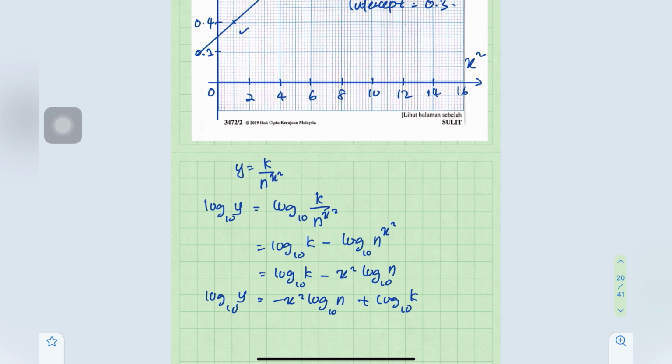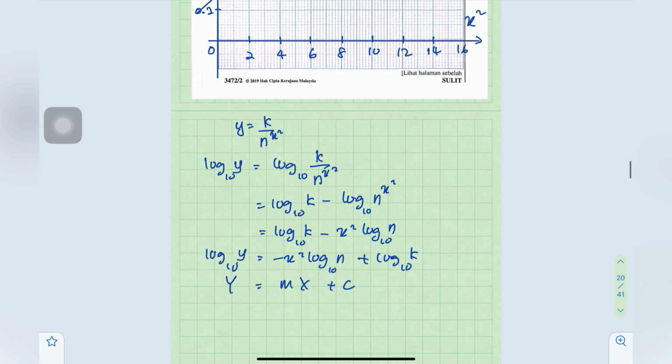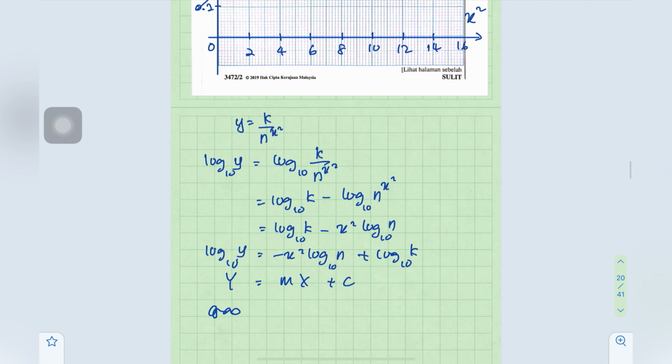Okay, so kita compare lah. This is y equals mx plus c. Okay, so then the gradient. Okay, gradient kita dekat sini is negative log n base 10. Okay, so which is equals to just now 0.0933. Okay, so then kita dapat lah, and nanti kita dapat n equals to 1.2395 or so, 0.8066.